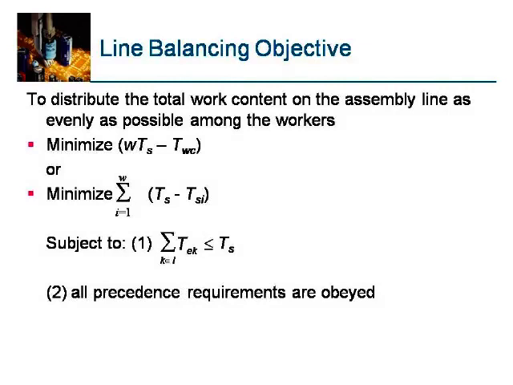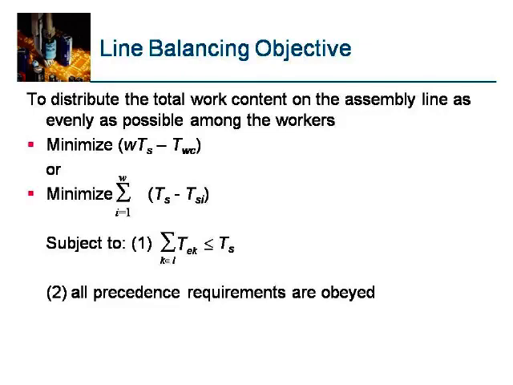The line balancing objective is to distribute the total work content on the assembly line as evenly as possible among the workers. Minimize the delay W TS minus TWC, or minimize the total delay, the sum from i equals 1 to W of (TS minus TSI), subject to: 1. The sum of TEK is less than or equal to TS. 2. All precedence requirements are obeyed.